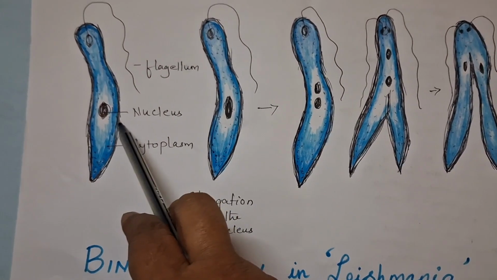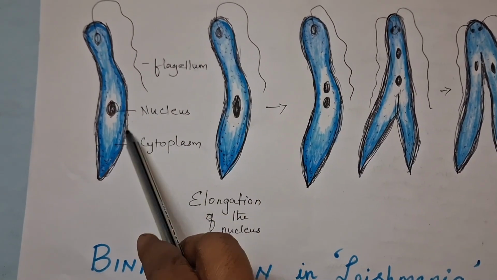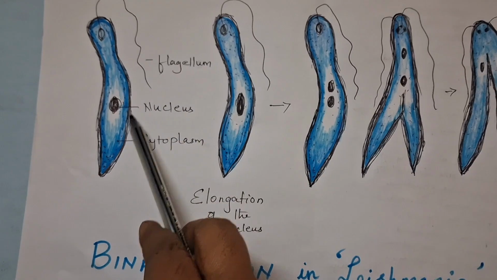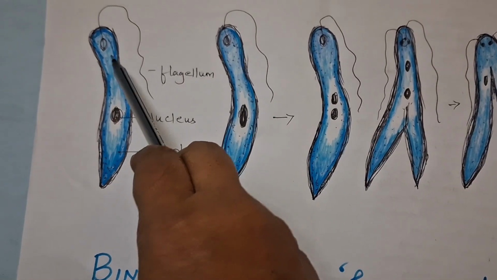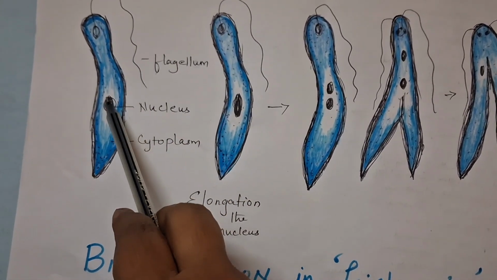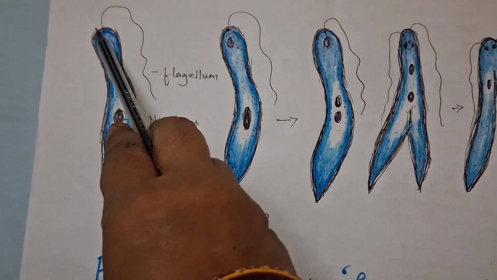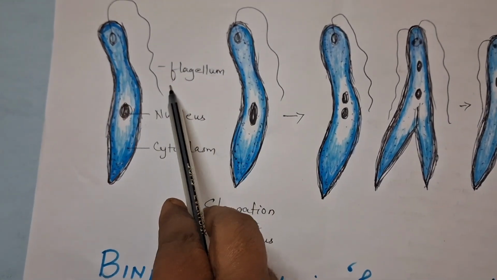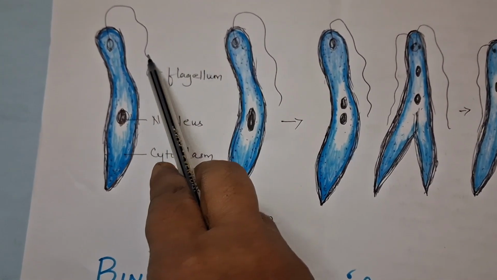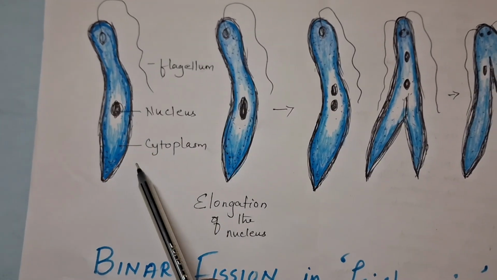So this is Leishmania. The organism is a unicellular organism. This is the body of Leishmania. In the center is the nucleus, and this is the cytoplasm. On top you find a single flagellum, so it moves with the help of the flagellum. So this is about Leishmania.